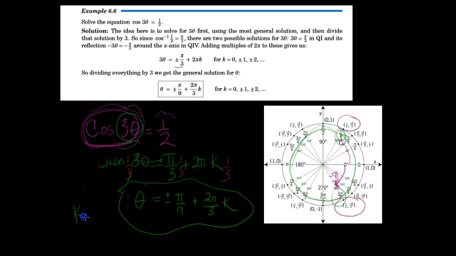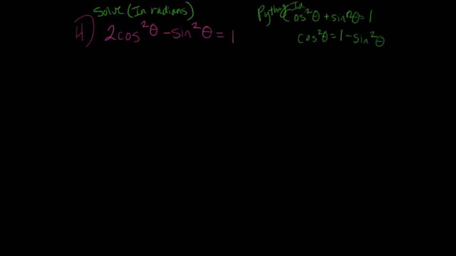Remember, k is an integer, so it's an element of the integers, so it can represent any positive or negative integer, whole number, or 0. So sometimes you have to use the Pythagorean identity or other trig identities to clean up your solution. And since I have a cosine squared and a sine squared, I'm going to substitute one for the other so that I have everything in terms of sine or cosine. In this case, I think it's easier to let cosine squared equal 1 minus sine squared theta from the Pythagorean identity. So I'll substitute that in.